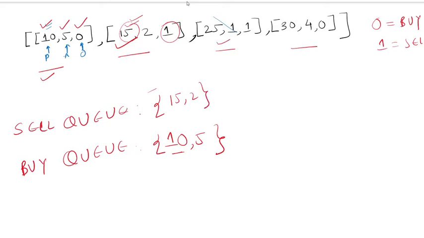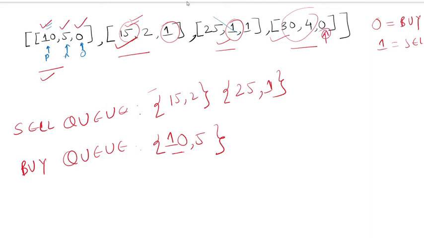Coming to the third one, it's a sell order. For the sell order, you look at the buy orders and select the maximum price among them. If that price is greater than the sell order's price, you complete the transaction. Otherwise, that order gets added to the backlog, right? Now let's come to this one. So this is a buy order, right?